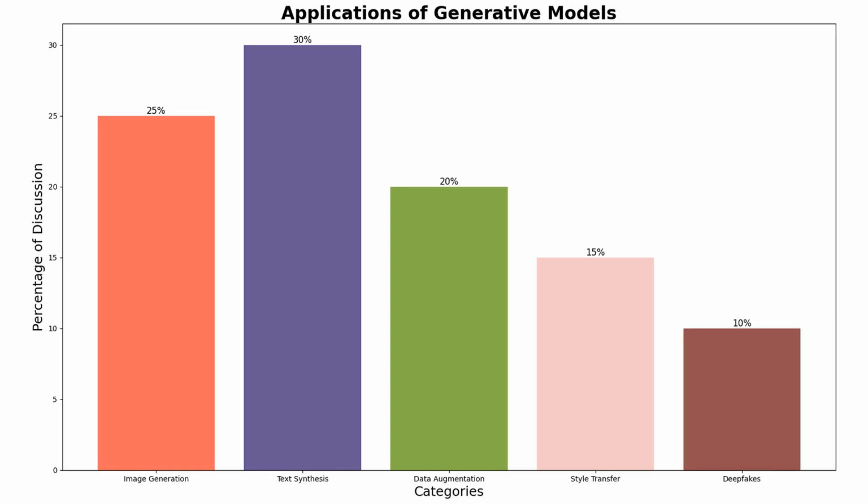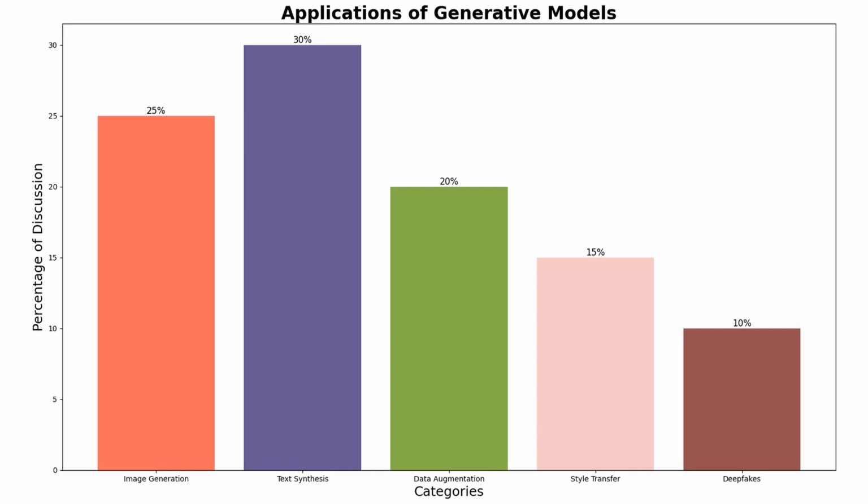The figure titled Applications of Generative Models features a vertical bar chart that illustrates how much focus is given to various application areas. On the y-axis, we measure percentage of discussion, while the x-axis categorizes 5 main areas: image generation, text synthesis, data augmentation, style transfer, and deepfakes. Each bar is topped with a numeric label indicating its exact percentage.